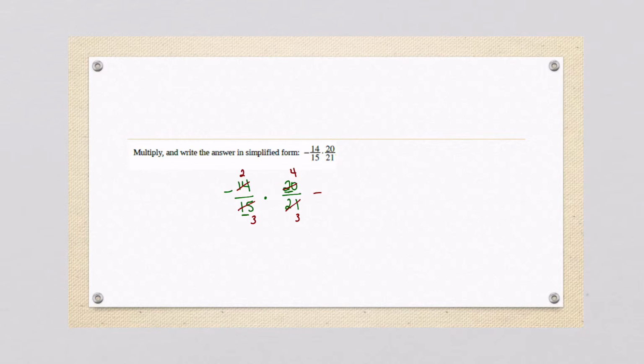But don't forget, we do have a negative in this problem. So this becomes negative 2. So what is negative 2 times 4? That's negative 8. And then I've got 3 times 3 on the bottom, and that's 9. And you probably need to practice doing this on your calculators as well. So type in negative 14/15 times 20/21 and see what you get.